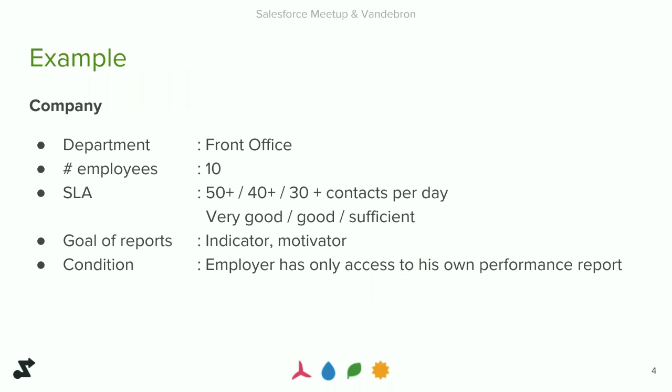I've made a kind of business case. We work especially at front office with it, so the people who have problems call us, and then a front office employee works with Salesforce together to solve the problem. Let's say that there are 10 employees. When they do 50 contacts a day, they're very good. At 30, then it's substandard. The goal of the reports is to have an indicator and to motivate people to do more. And as I said, there's one condition: an employee should only have access to his own reports.